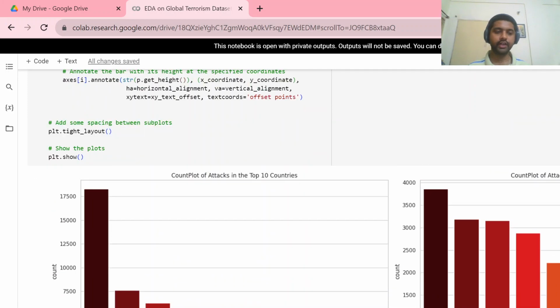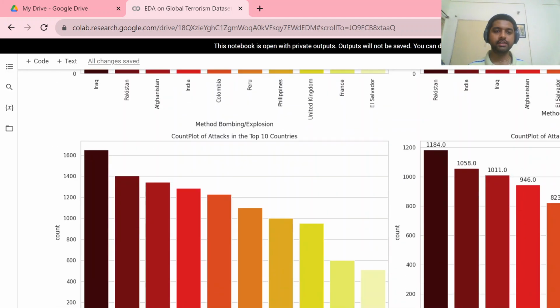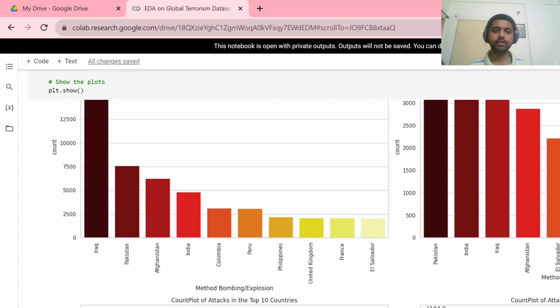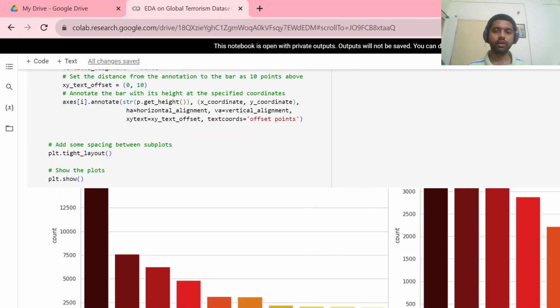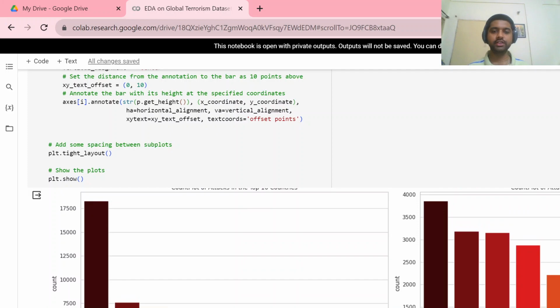Here, what we have done is taken the four most preferred types of terrorist attacks, which are bombing, armed assaults, assassination, and hostage taking or kidnapping. And we see the countries for each of the plots, which countries these types of attacks are referred to.